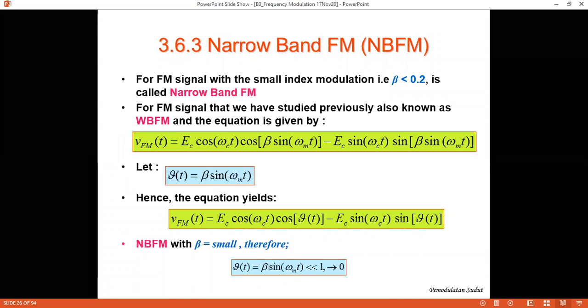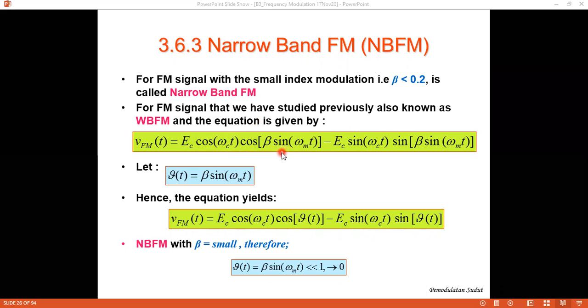Okay, so what is narrowband FM? Narrowband FM is when our beta is much less than 1, or actually less than 0.2. Okay, very small modulation index, so it's called narrowband FM. So we know from our previous equation, this is our general equation, also known as the wideband FM.